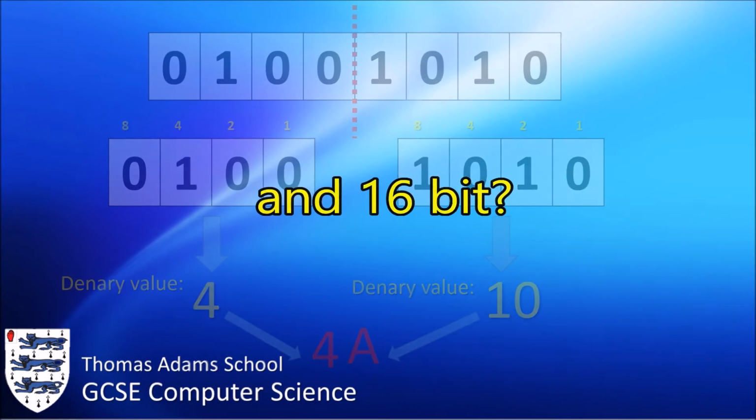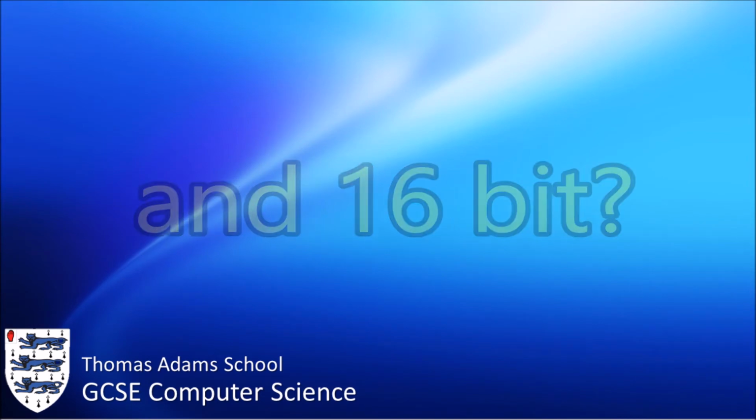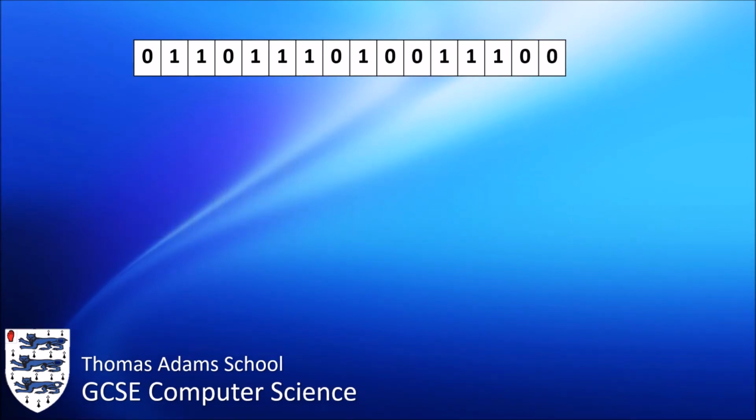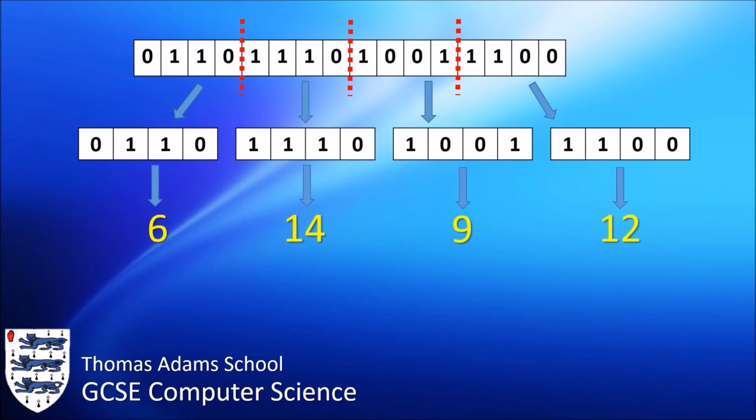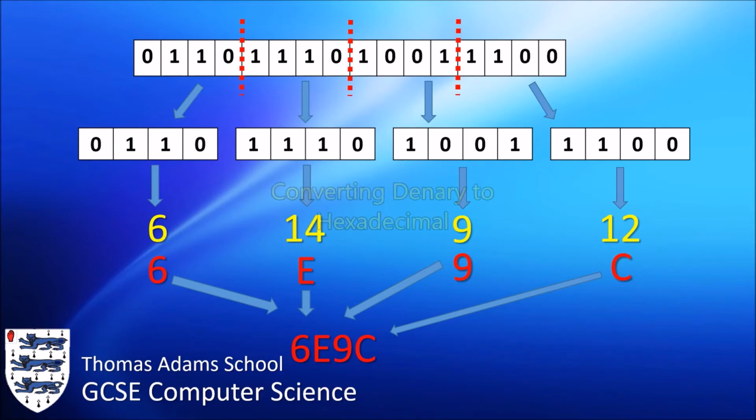You won't be asked in your exam to convert 16-bit numbers, but it's very simple. You break the 16-bit number into 4 blocks of 4 bits each. You then convert each of the 4 blocks of bits into the denary value as before. We'd convert any numbers that are represented by letters into the letters. Then you simply combine the 4 together to get your hexadecimal value.